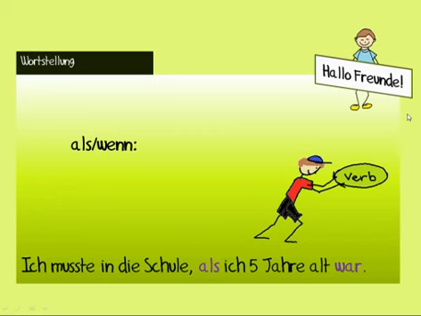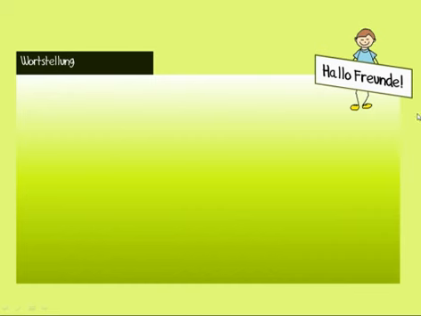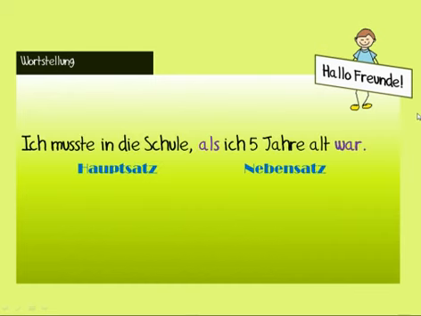Okay, so now that we know that, let's take a look at some nifty stuff in German. So, ich musste in die Schule, als ich 5 Jahre alt war. No problem with that. We have our main clause here, ich musste in die Schule, I had to go to school, and our independent clause, and here we have a dependent clause, can't stand by itself. Als ich 5 Jahre alt war. We just said that with the als here, our conjugated verb goes to the end.